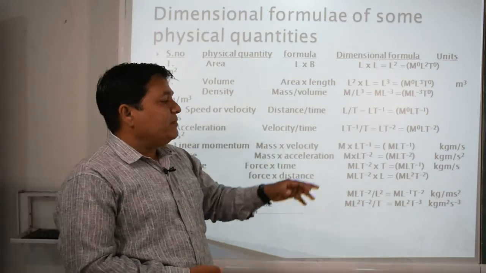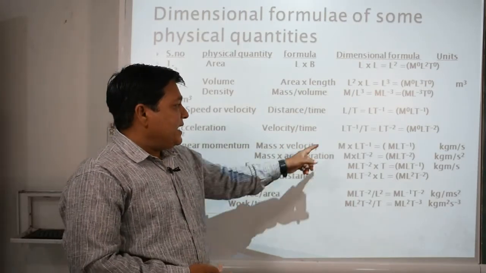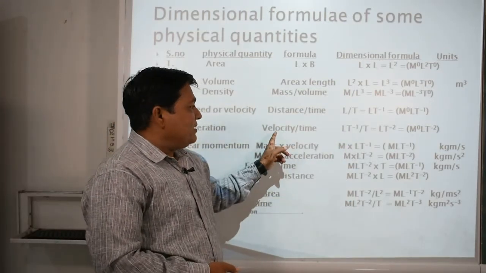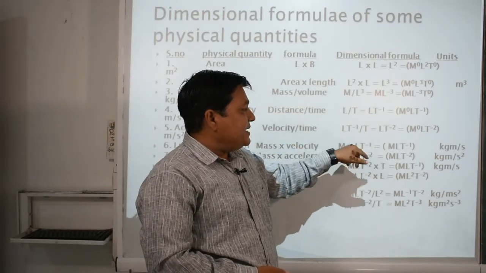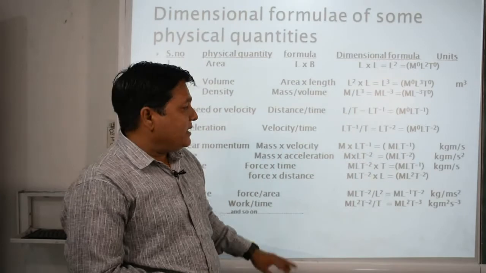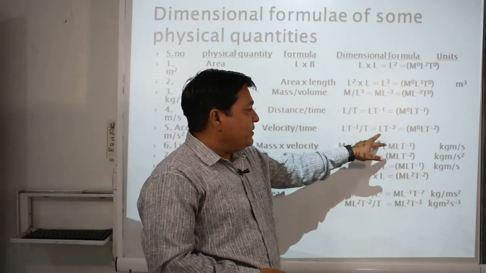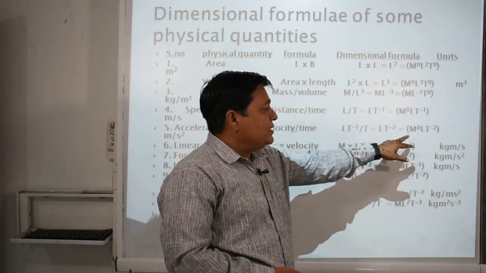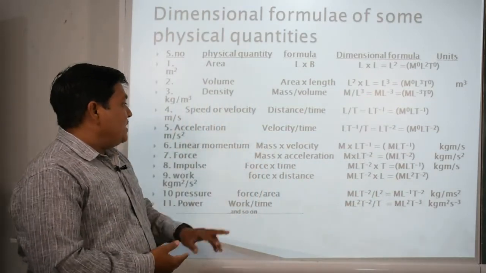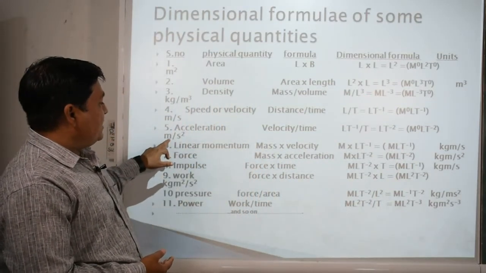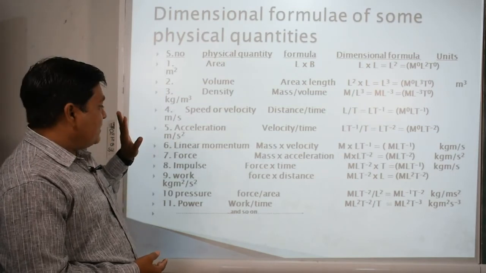Acceleration is velocity upon time. We see here L T to the power minus 1 is the velocity dimensional formula, upon T, that is T. If we take this T up, the dimensional formula of acceleration will become M naught L T to the power minus 2. This will be the dimensional formula, and the unit of acceleration will be meter per second square.